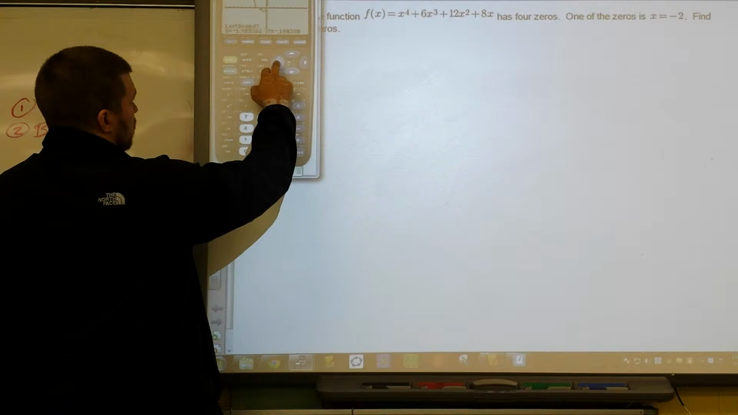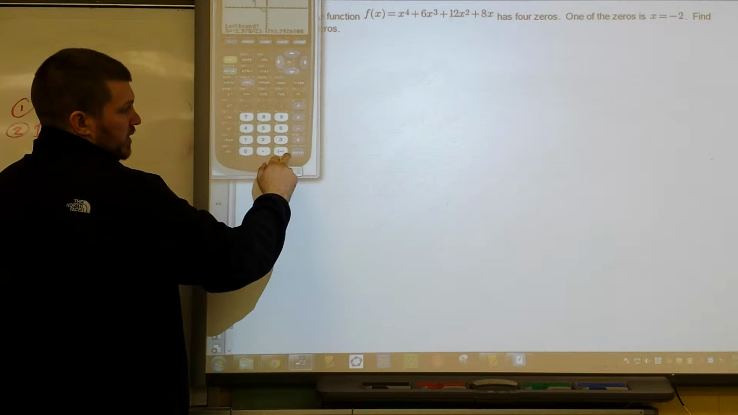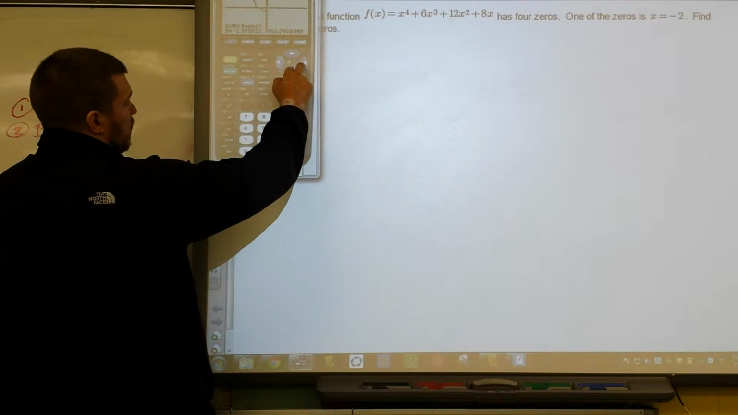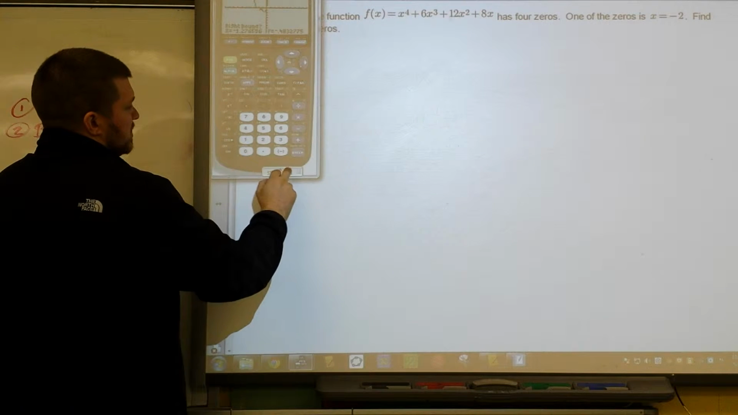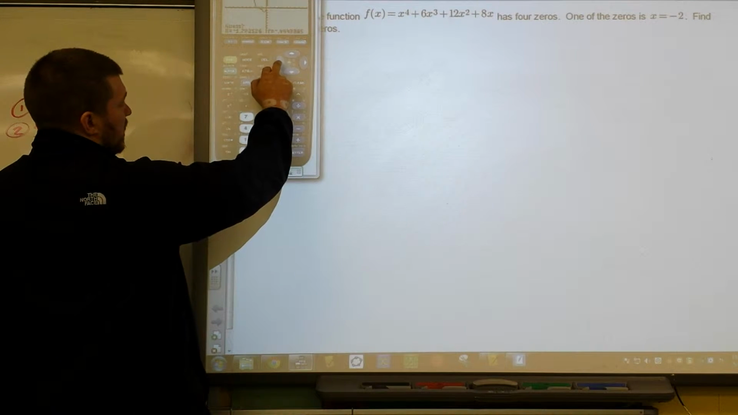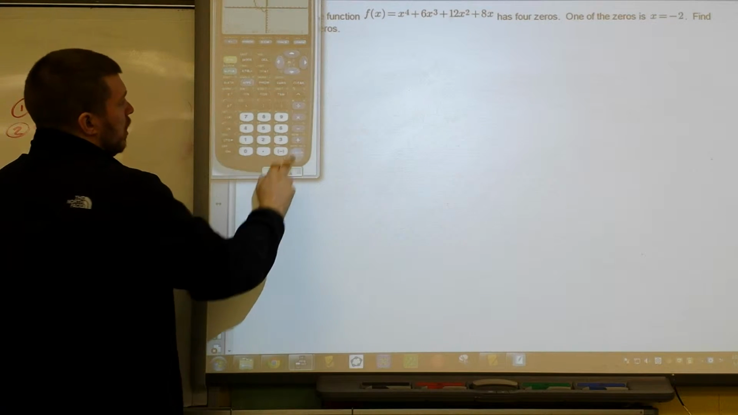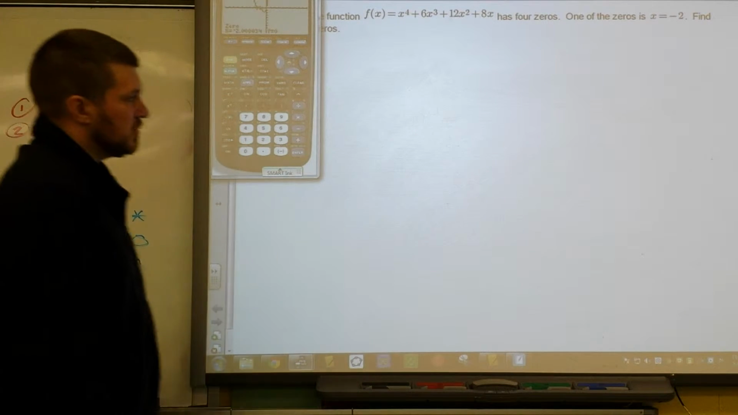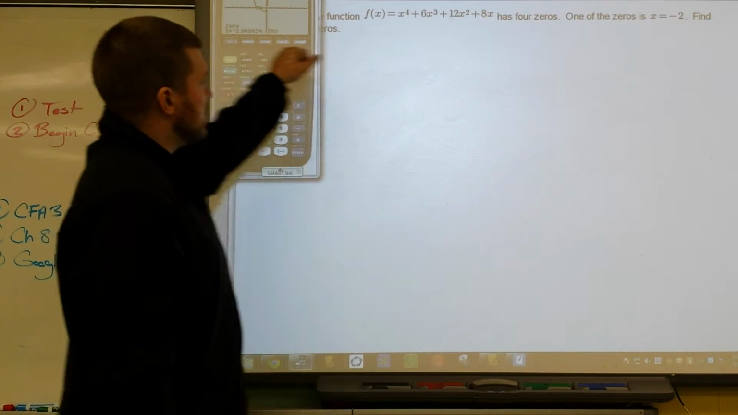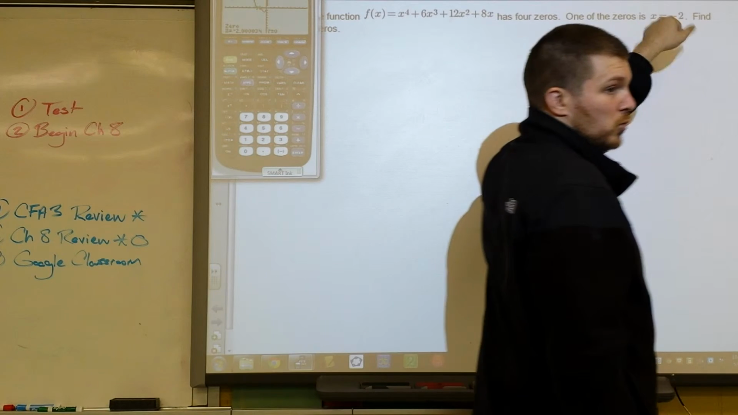Now, it's going to ask you a couple questions. Left bound, your cursor just needs to be on the left side of where you think the x-intercept is. Right bound, your cursor just needs to be on the right side of where you think the x-intercept is. And then guess, you put your cursor exactly where you think the x-intercept is. So one of the zeros is x equals negative 2. That's the one that was given to me.